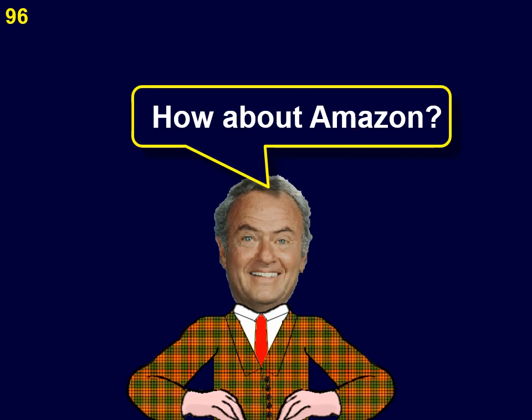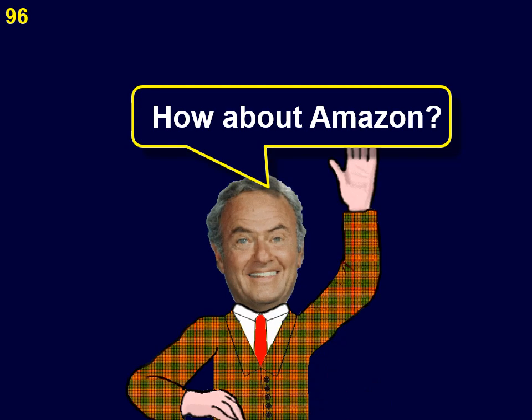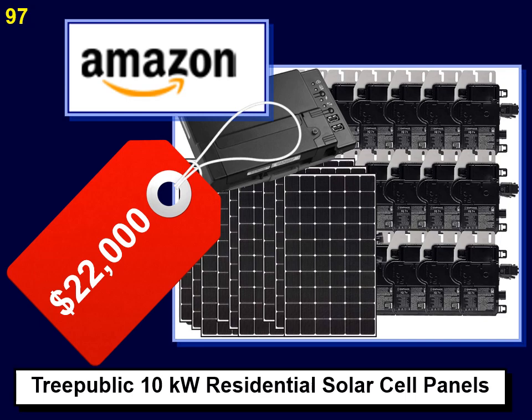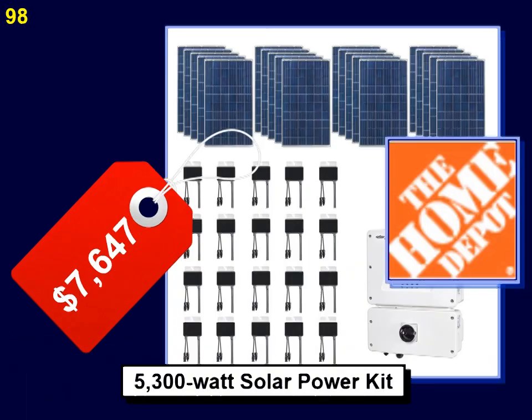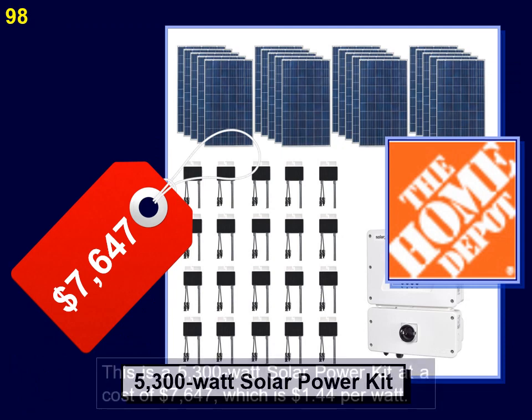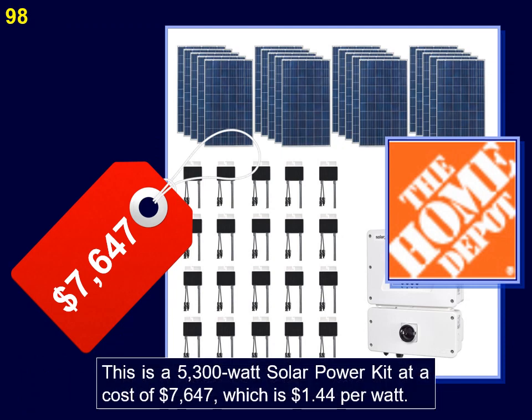How about Amazon? This is a Tree Public solar cell panel system that generates a peak output of 10 kilowatts for $22,000. That is $2.20 per watt. A 4 kilowatt system costs $10,000 or $2.50 per watt. This is a 5,300 watt solar power kit at a cost of $7,647, which is $1.44 per watt.